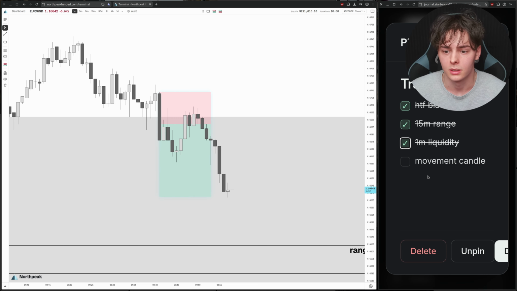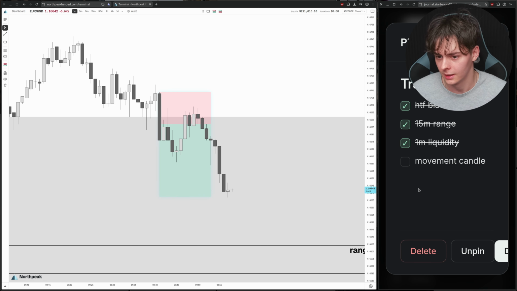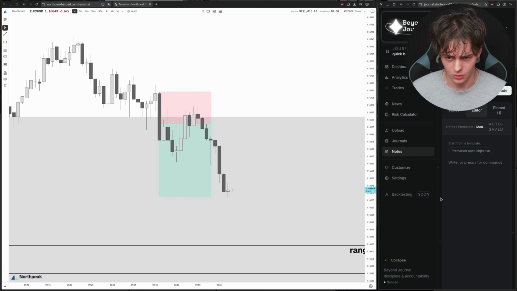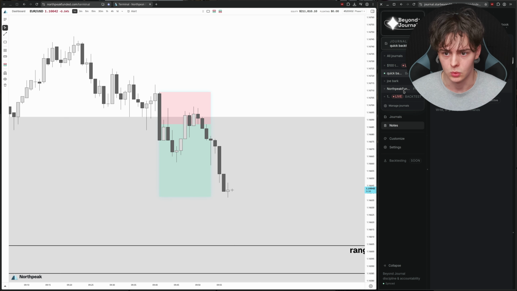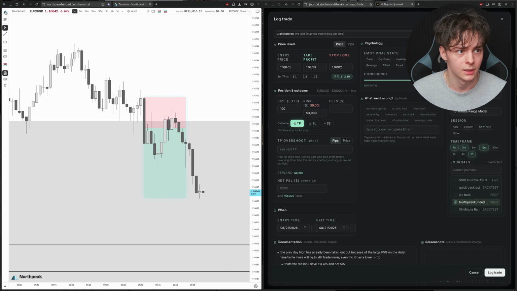We are going to be journaling the trade as usual. And as always, it's almost a tradition at this point, I always keep on forgetting to check mark the movement candle. I don't know why. But let's go, we're going to be journaling this. Let's go to Northpeak Funded. We're going to be logging in the trade. Let's take the screenshot real quick. Paste it in. There we go.